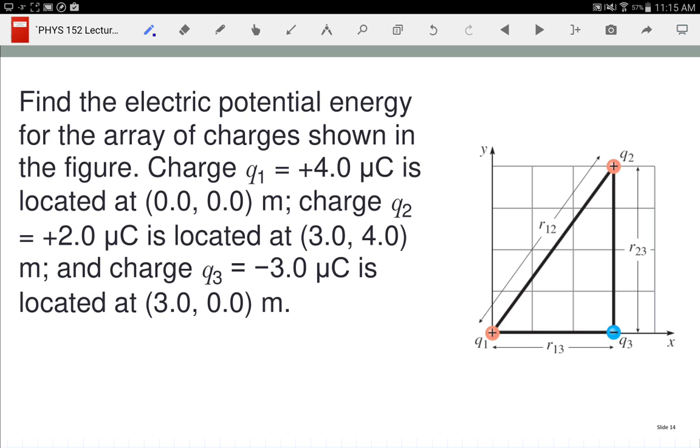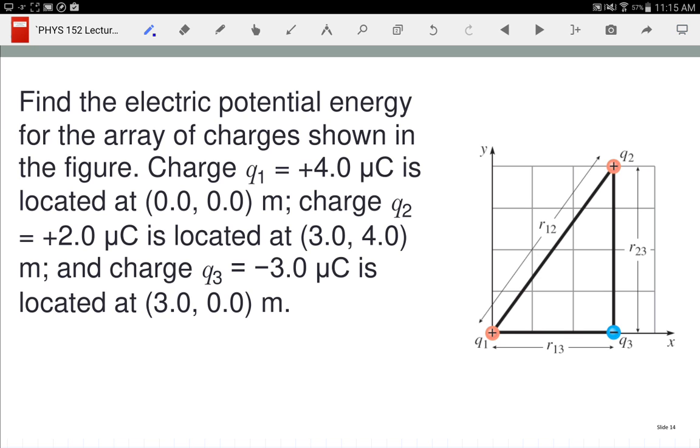I can add two scalars. 5 plus 7 is 12. But if they're vectors, 5 this direction and 7 that direction, it depends on what the directions are, and it becomes a much harder problem. So we prefer to do our problems using scalars, so energy is the method we like to work our electric problems when we can. So here the problem is find the electric potential energy for the array of charges here.